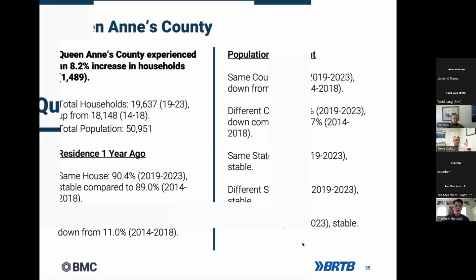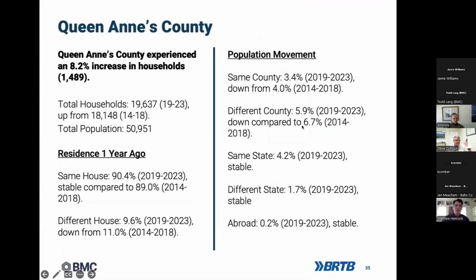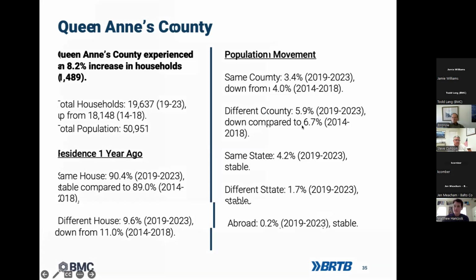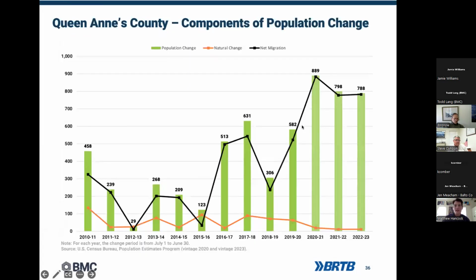And lastly, we will move on to Queen Anne's County, which experienced an 8.2% increase, or about 1,500 households. That's a pretty significant jump. We're still seeing about 90% of residents remaining within their same house, and domestic and international migration remaining relatively stable within this area. We have a very stable population here with little change in movement over time, at least, again, this is what the data is showing us.